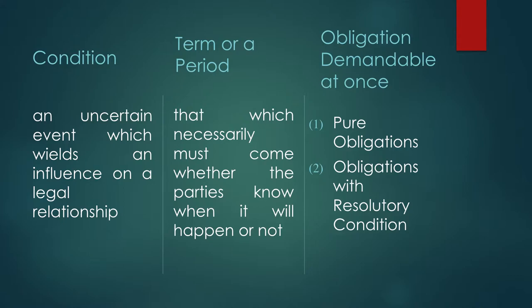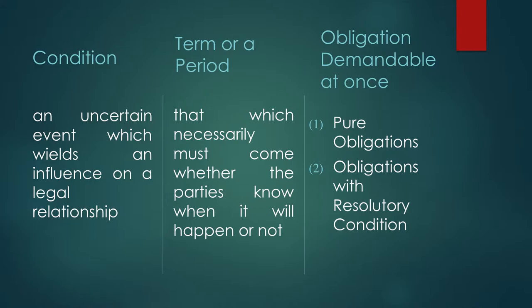So again, let's look at what conditions are. A condition is an uncertain event which wields an influence on a legal relationship. It could make the obligation effective upon the happening of a certain event. But that event is uncertain, so you're not sure if it's going to happen, but it's also not impossible. So it's possible to happen, you're just uncertain. And it's going to happen in the future, or it could be in the past, but you don't know what happened in the past yet.